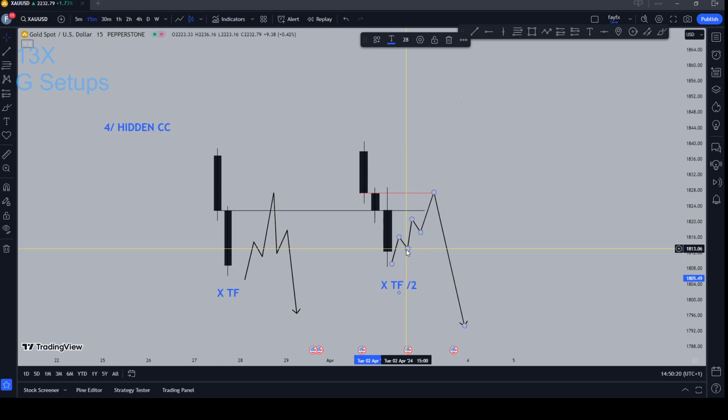Then what will price do? Price will ignore the main level to go and touch the hidden CC, the gap CC that is above the main level, and melt down. We can instantly sell here when price reaches this new level, this bearish gap CC. So these are the four entries we have on gaps. Let's go on chart and see some examples.